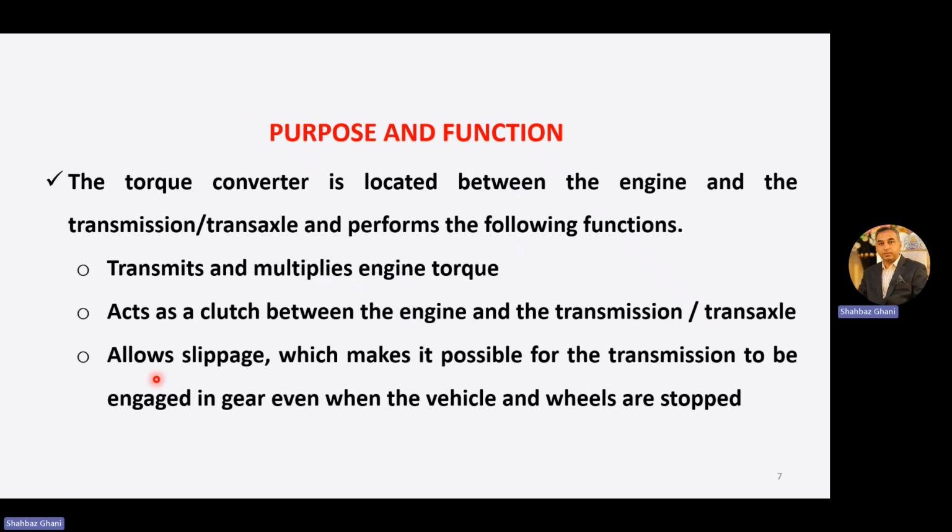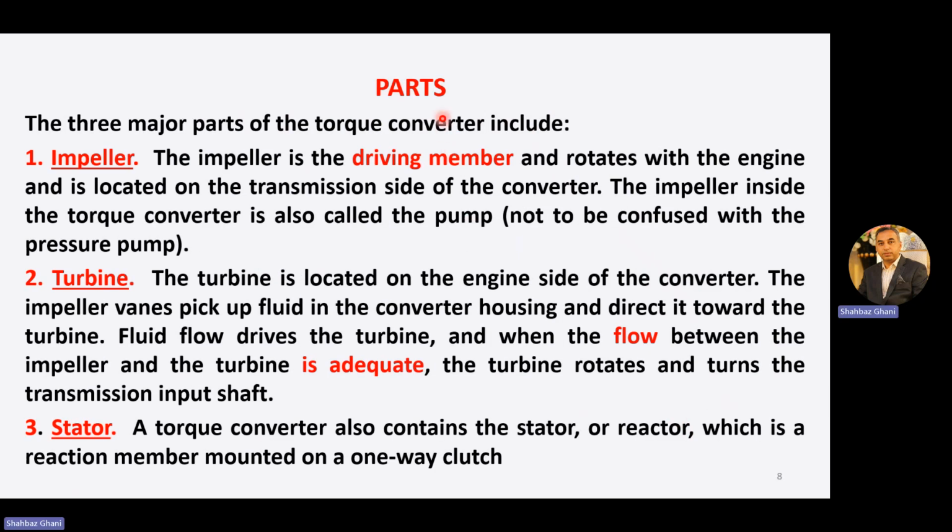The third function is that it allows slippage, which makes it possible for the transmission to be engaged in gear even when the vehicle and wheels are stopped. So these are the three basic functions of the torque converter. Now let's study in detail the parts of the torque converter. As I have stated earlier, there are three major parts of the torque converter.